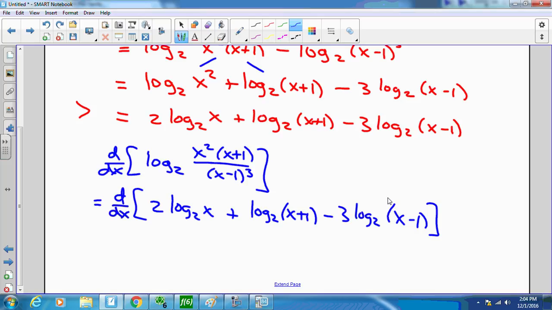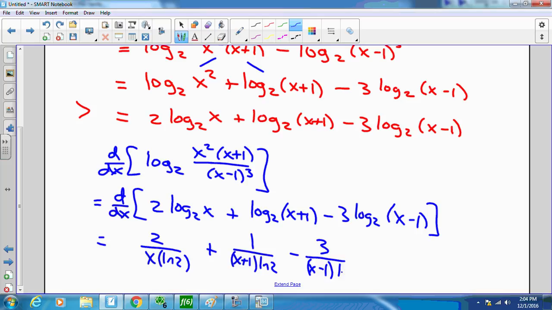Notice how it's pretty automatic to walk through and do that log property decomposition. All of my terms in the numerator are positive signs, all my terms in the denominator are being subtracted. And then I can go term at a time and do the log derivatives for each term. 2 times 1 over x ln 2, plus 1 over x plus 1 ln 2 times the derivative of the inside, which is 1, minus 3 times 1 over x minus 1 ln 2 times the derivative of the inside, which is 1 again.